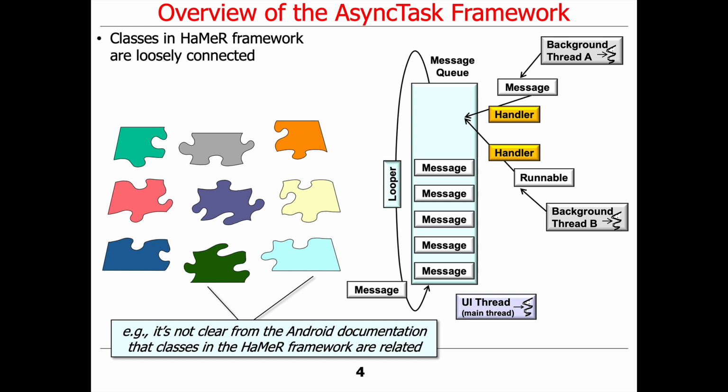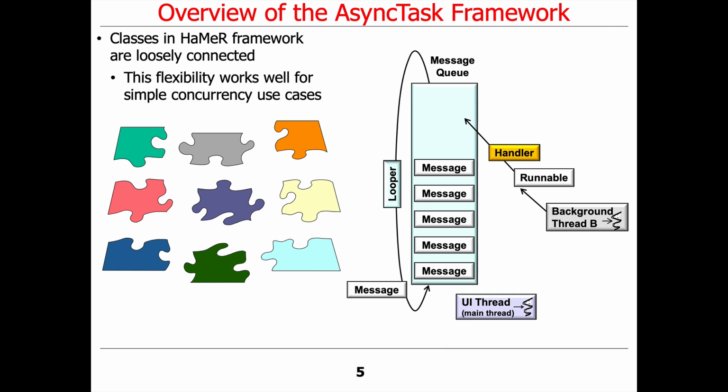If you think about the various elements and classes we talked about before in the Hammer framework, like the looper, messages, message queue, handler, runnables, and of course threads, it's really not clear from reading the Android documentation that these classes have anything to do with each other. They appear at first glance to just be disconnected or very loosely connected classes. Now this kind of complexity, this kind of flexibility, works well for simple concurrency use cases.